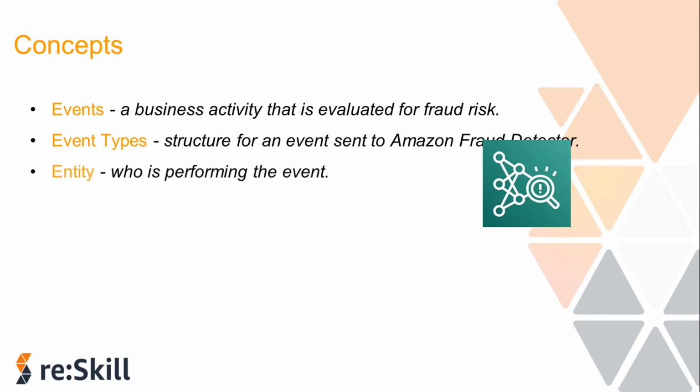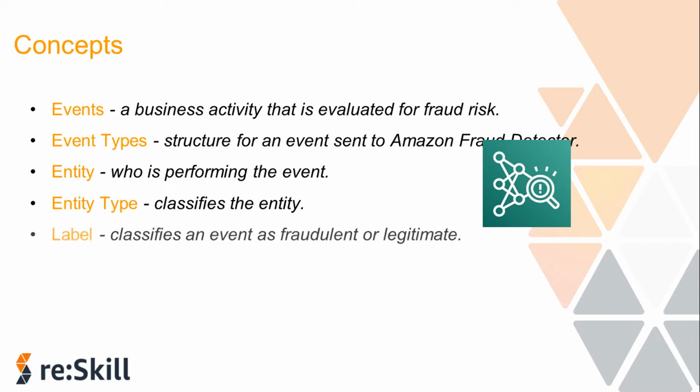Next is the entity. Who is performing the event? It represents who is performing the event, and as a part of fraud detection you can pass the entity ID to indicate the specific entity that performed the event. And next is the entity type. An entity type classifies the entity. Examples can include a customer, a merchant or an account.